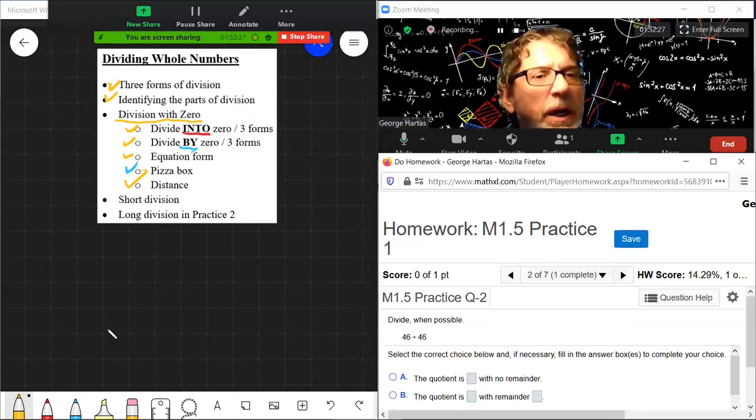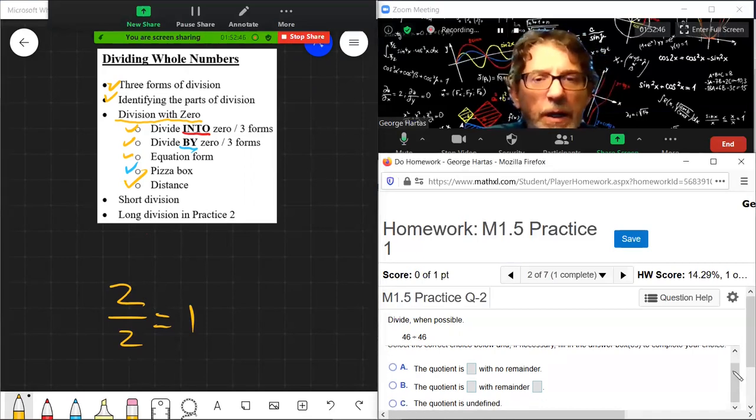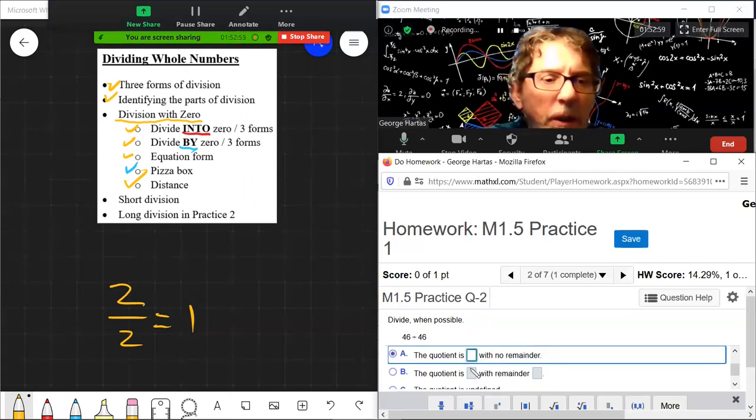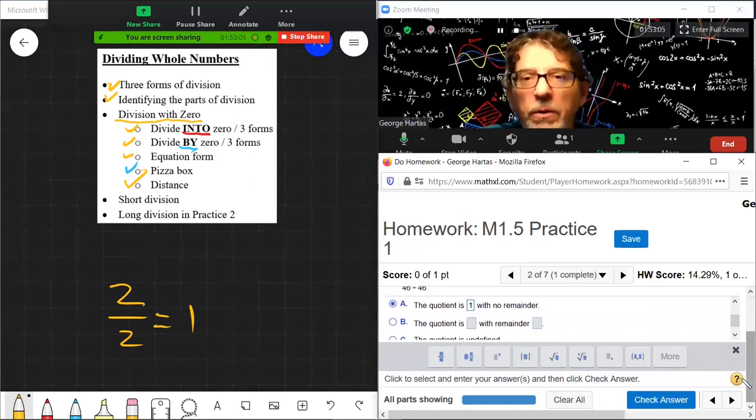Real quick, let's look at it. 2 divided by 2 equals 1. Why? Because 2 times 1 is 2. All right, so the answer is 1. And there's no remainder. There's nothing left over. 2 is divided by 2 exactly 1 time. It fits perfectly. So the quotient is 1, and there's no remainder. And you'll see remainder later on.